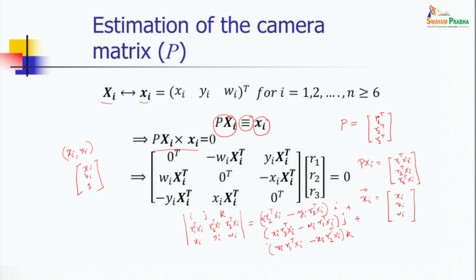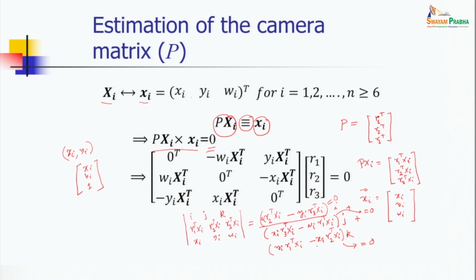So what we can write is that since this vector should be a 0 column vector, which is 3, this component should be equal to 0. Similarly, this component should be equal to 0 and this component should be equal to 0. So, from there we get these equations.